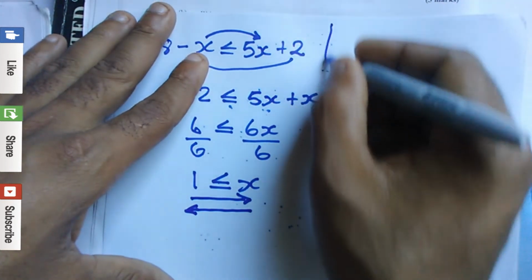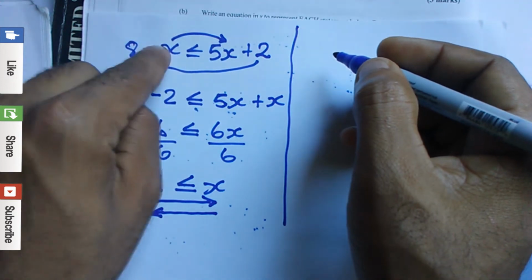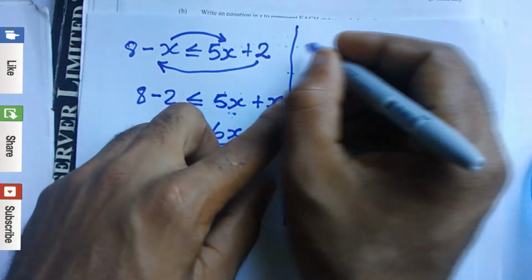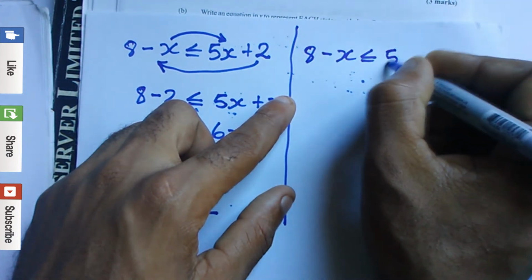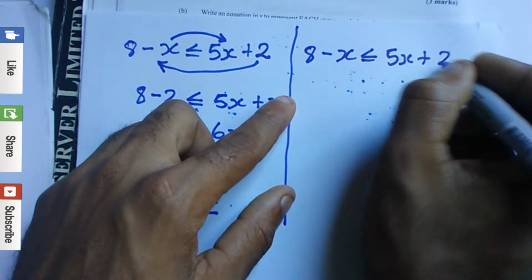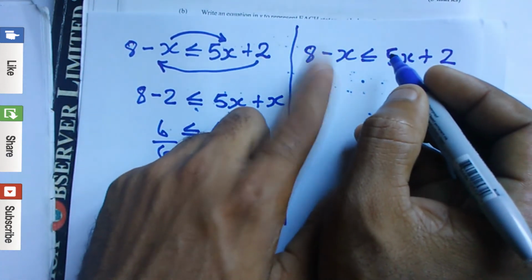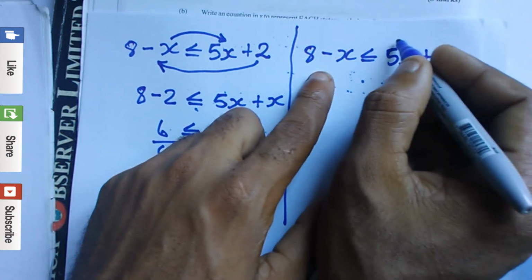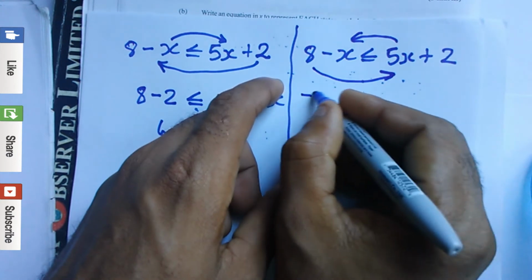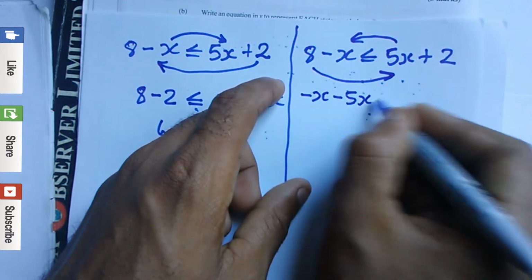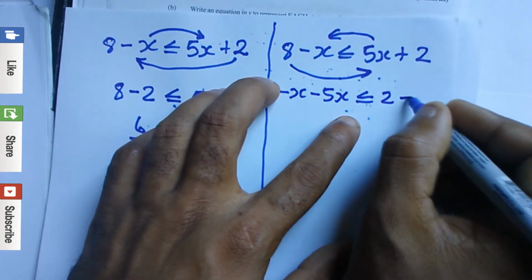So remember, I'm just going to solve it 2 ways. So this one, I'm going to solve it the other way as well. I'm going to bring the 5x on this side and bring the 8 on that side. So remember, we have 8 minus x less than or equal to 5x plus 2. Then I'm going to bring all the variables, meaning the stuff with the x's, on this side. I'm going to bring the 5x on this side and the 8 on that side. So I'm going to have minus x minus 5x less than or equal to 2 minus 8.